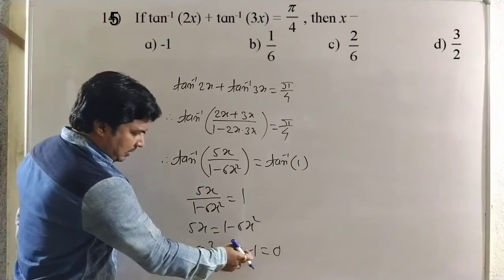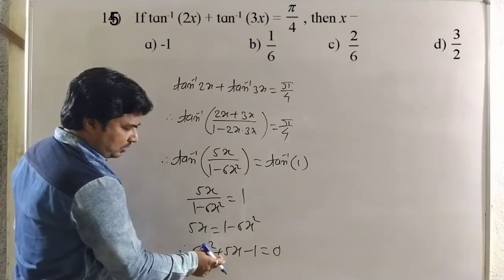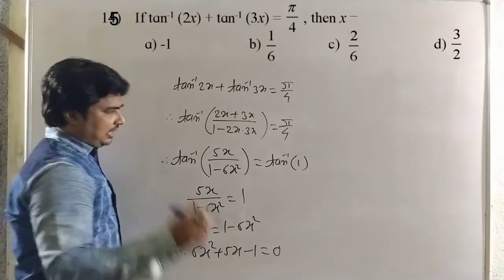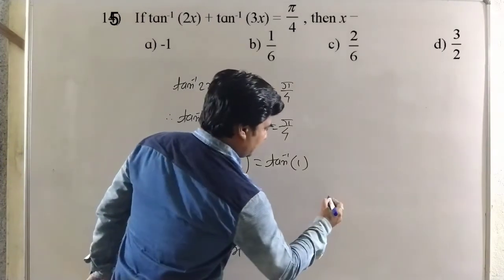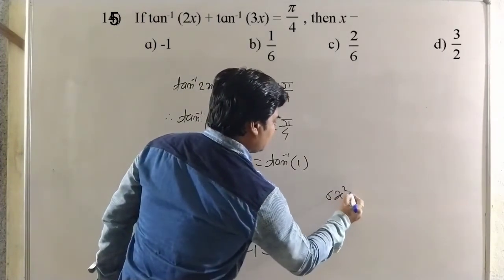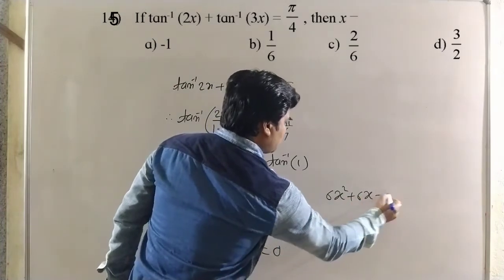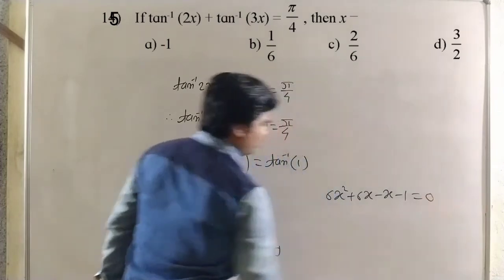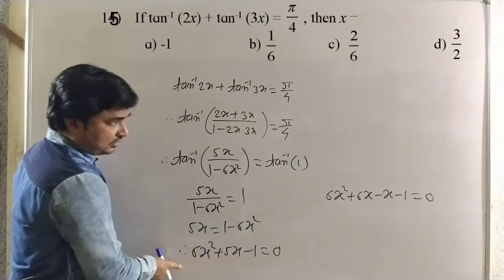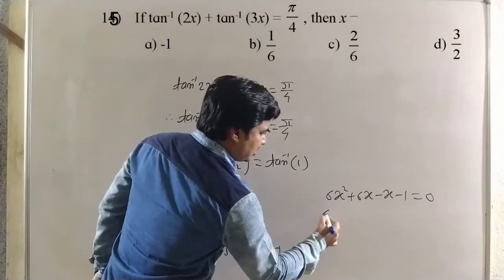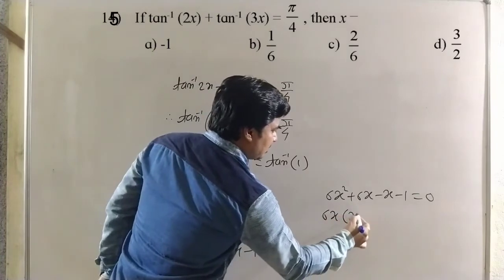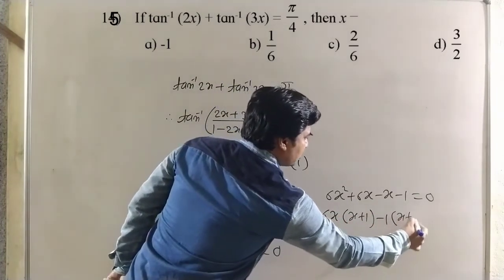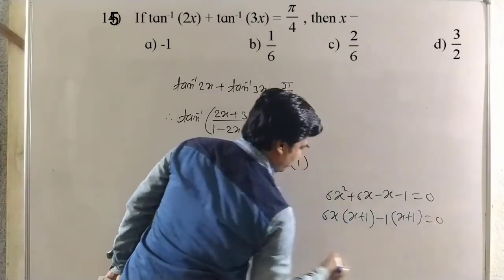Here the product is minus 6 and the sum is plus 5, that is plus 6 and minus 1. Therefore 6x square plus 6x minus x minus 1 is equal to 0. Here we factor: take 6x common, it is x plus 1. Now take minus 1 common, again it is x plus 1 is equal to 0.